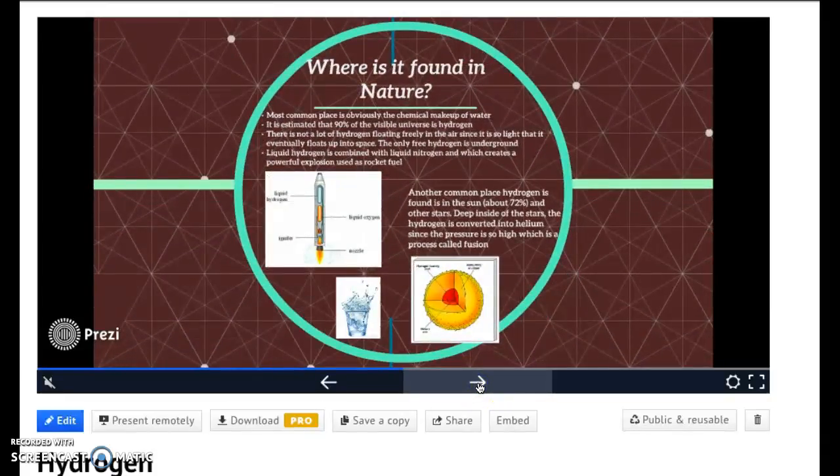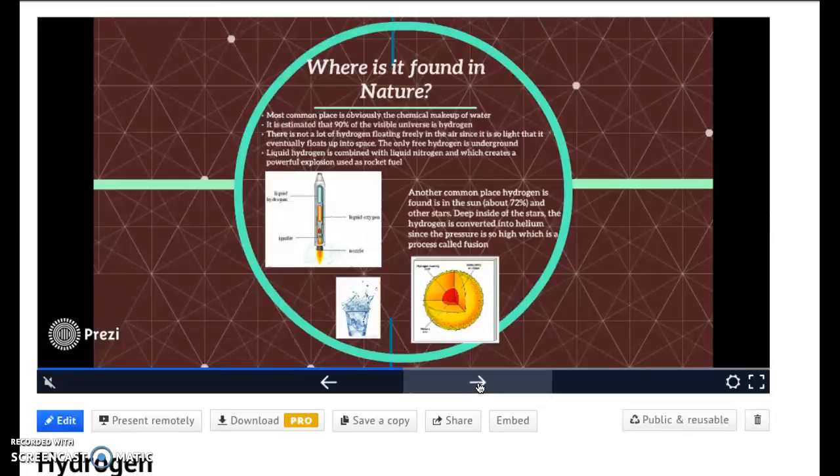Where is it found in nature? The most common place is obviously the chemical makeup of water. It is estimated that about 90% of the visible universe is hydrogen. There's not a lot of free-floating hydrogen in the air since it is so light that it eventually floats up into space. The only free hydrogen is found underground.